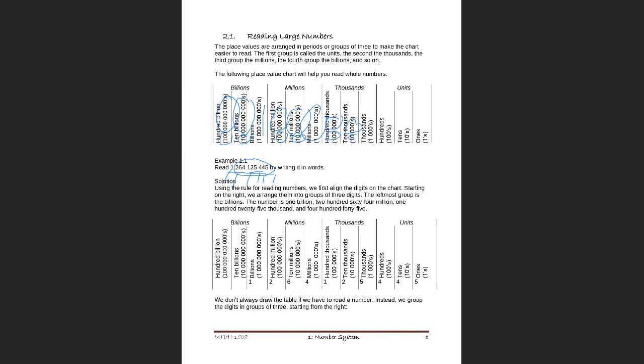Can we see that? 1,264,125,445. Can we see that? Who doesn't understand how we got the answer? It's clear. Okay. So please, if you can group them that way, it's easy to find any number.